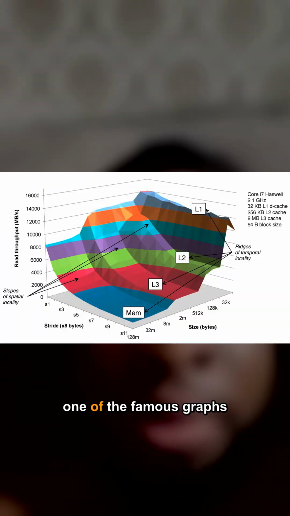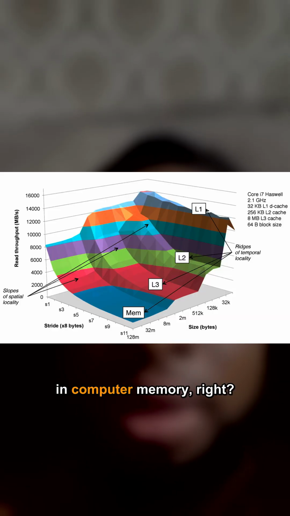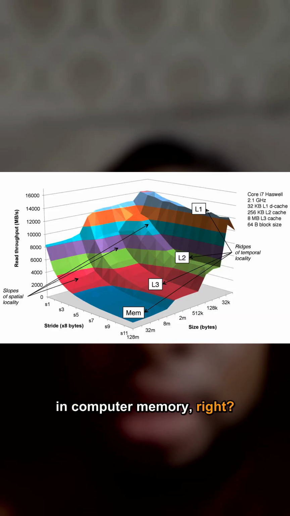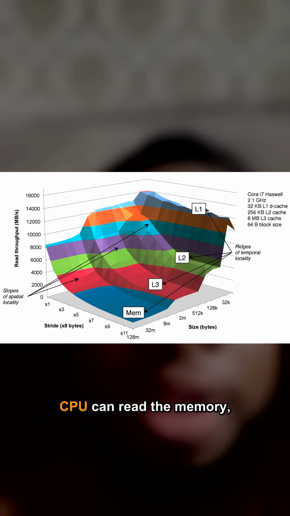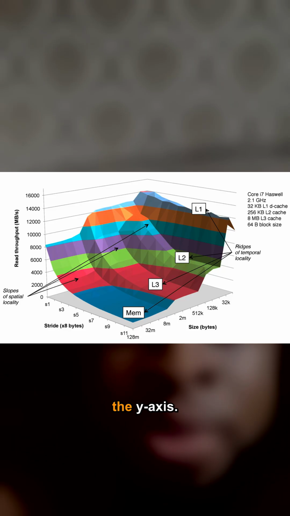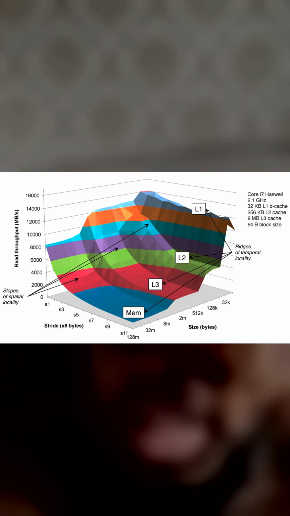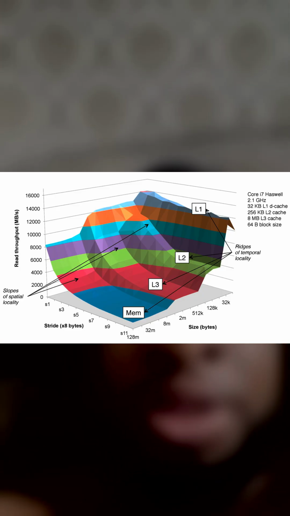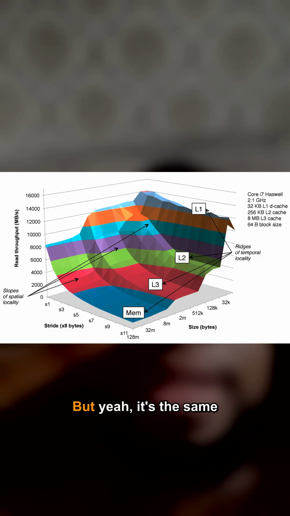Now, replace the stuffed animal with memory, with bytes, and you have one of the famous graphs in computer memory. The rate at which the CPU can read the memory, you just plot that on the y-axis. I just use stuffed animals so that it won't be too abstract. You can relate to it easier. But yeah, it's the same thing.